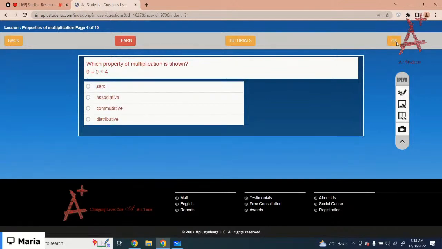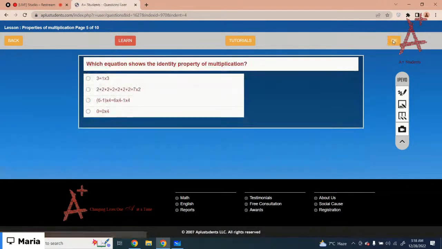Okay, which property of multiplication is shown? 0 equals 0 times 4. Which is the correct option? Yes, it is the zero property. So just select the correct option and click on the OK button.